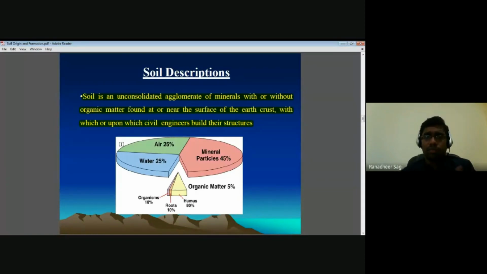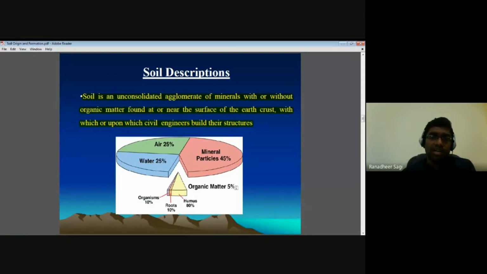So when you look at the composition of the complete soil, what does that soil generally contain? It contains 45% mineral particles, 25% air, 25% water, and the remaining 5% corresponds to organic matter. Organic matter will also be there in that particular soil.